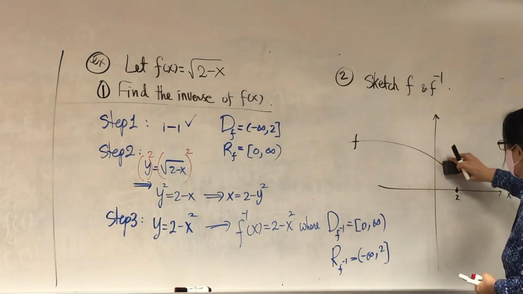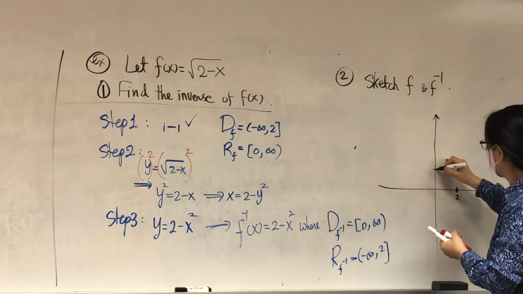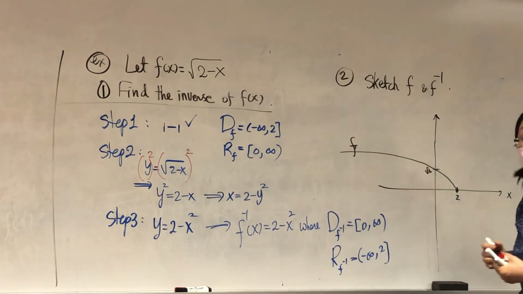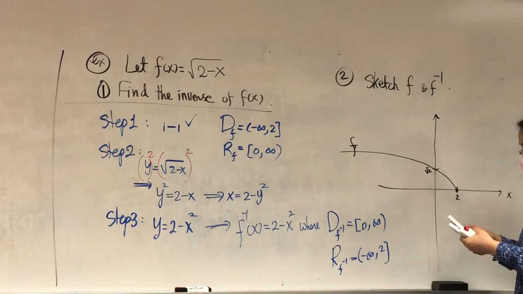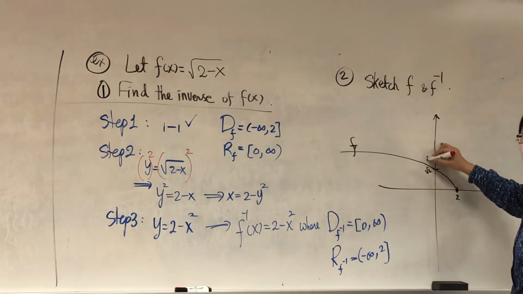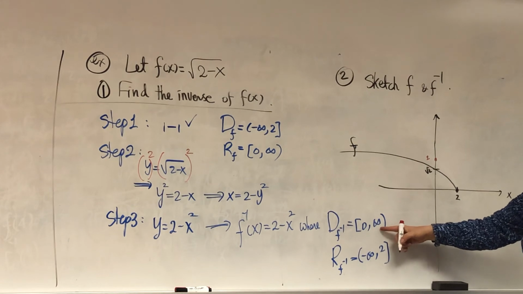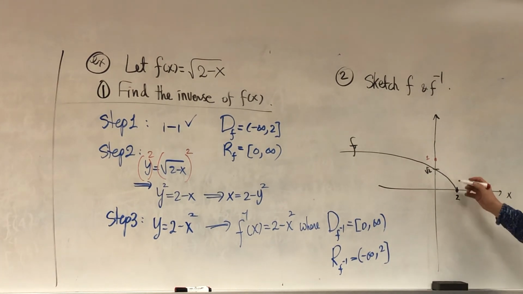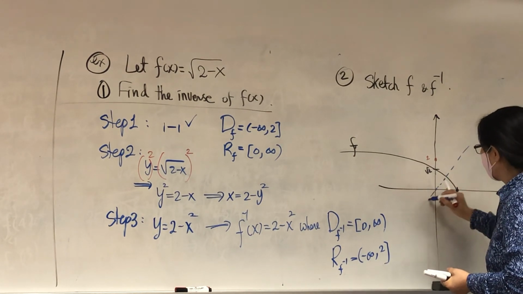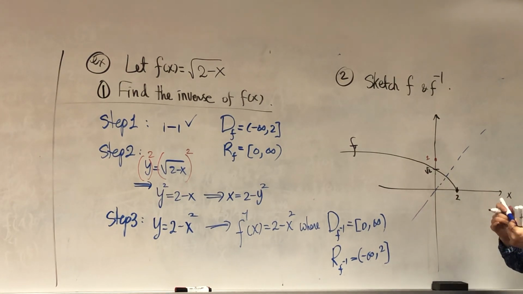My graph is too high. That's how I drew mine. Like that. This is my f. Your range should be 2, am I right? And your domain should be 0 to infinity. So what is the graph? See here, this point to here, and then this point should be here. What is your graph?